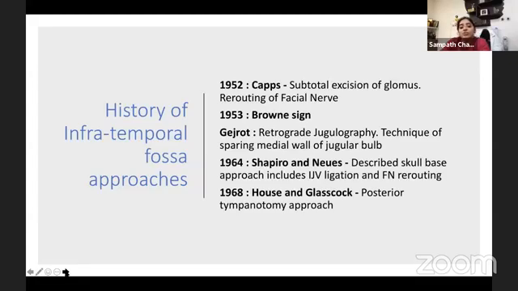In 1964, Shapiro and Neues described skull base approaches, which included mainly IJV ligation and facial nerve rerouting. In 1968, House and Glasscock introduced the posterior tympanotomy approach to remove the glomus tympanicum.